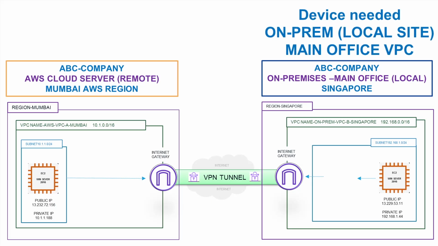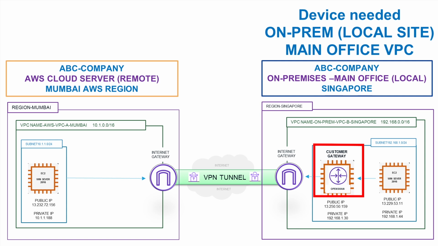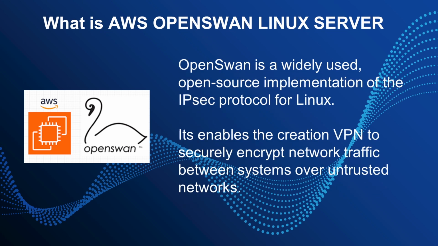Okay, let's discuss first the on-prem site. To set up a site-to-site VPN, I need to deploy a customer gateway at the main office. This could be a router, a firewall, or any device that is capable of VPN configuration. In this case, I will be using an Openswan Linux server to simulate tunnel configuration at the on-prem site. By the way, what is this Openswan Linux server? Openswan is a widely used open source implementation of the IPsec protocol for Linux. It enables the creation of VPNs to securely encrypt network traffic between systems over untrusted networks such as the internet.